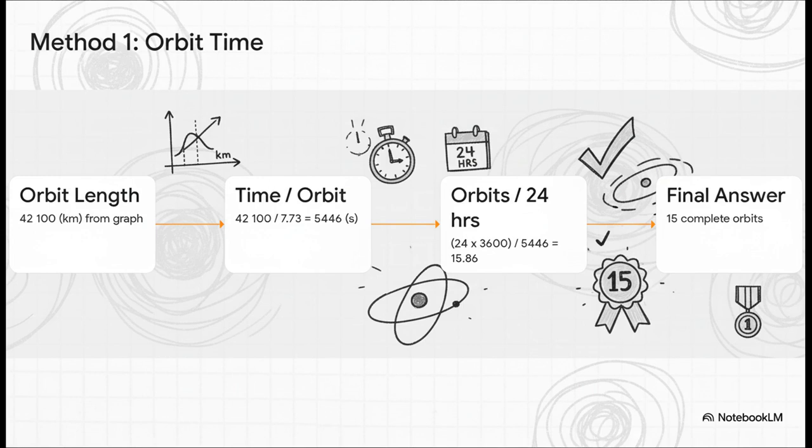First step, you pull the length of the orbit right off the graph. That's 42,100 kilometers. Easy mark. Next, you use that and the speed to figure out how long one orbit takes in seconds. Then, you see how many of those orbits you can fit into 24 hours. And for the final mark, you give the answer as the number of complete orbits. Every single one of those steps is a potential mark in the bag.